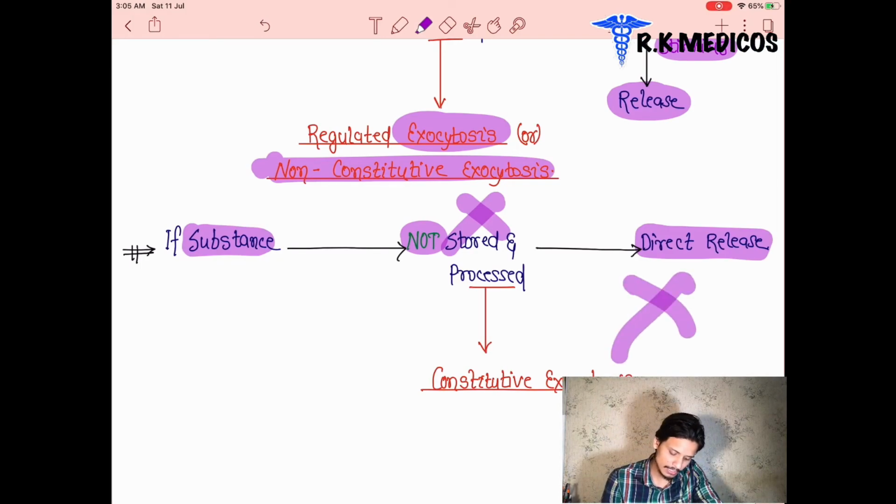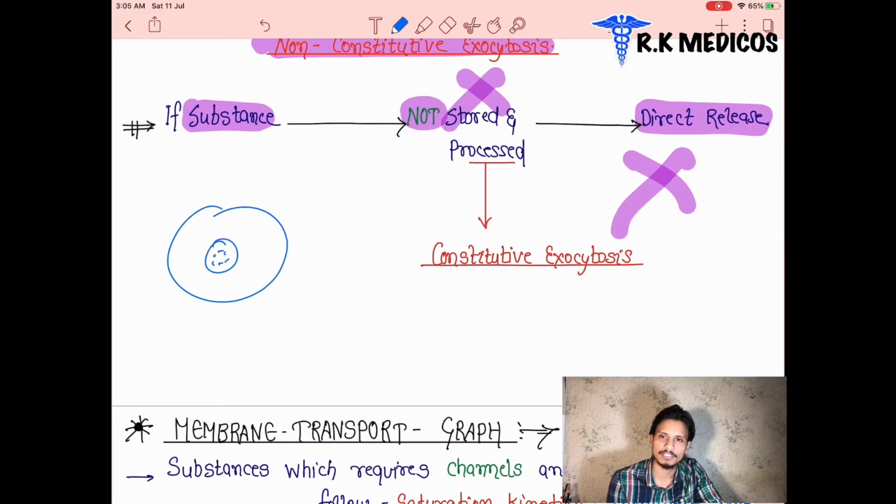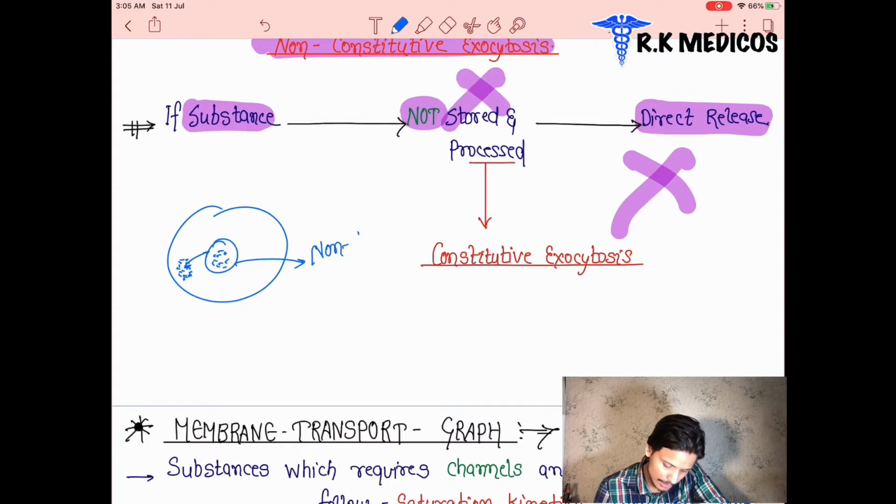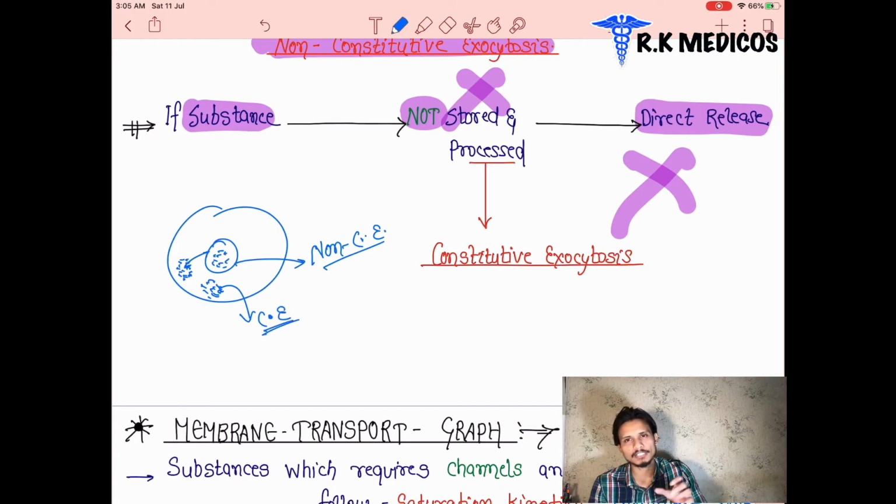Suppose that this is the cell, and inside the cell these vesicles are filled with some substances they want to release. Some substances are stored and packed in vesicles. Are they constitutive or non-constitutive? Non-constitutive exocytosis. But when the content is released directly without being stored anywhere, that is constitutive exocytosis. And when packing, storing and processing happen and a stimulus triggers them, that is non-constitutive exocytosis.